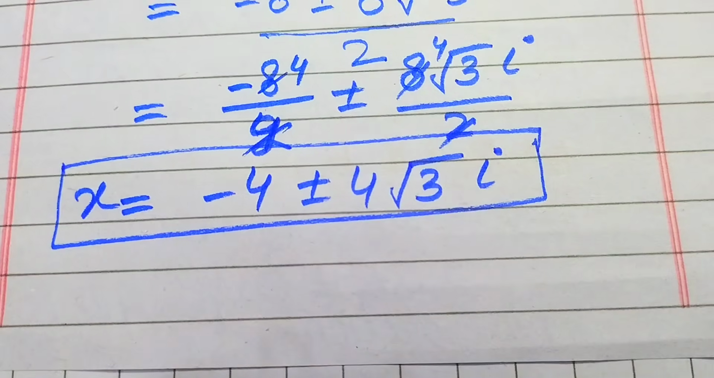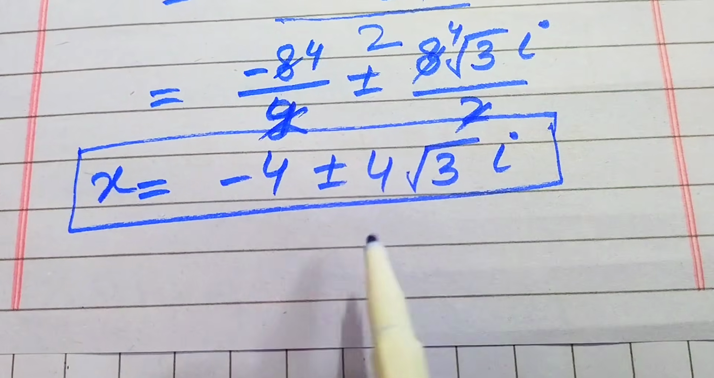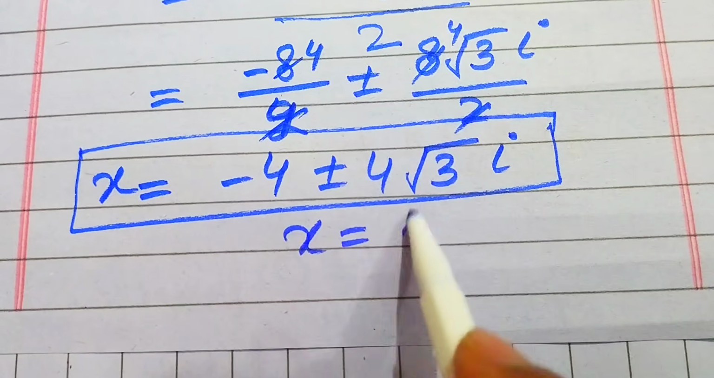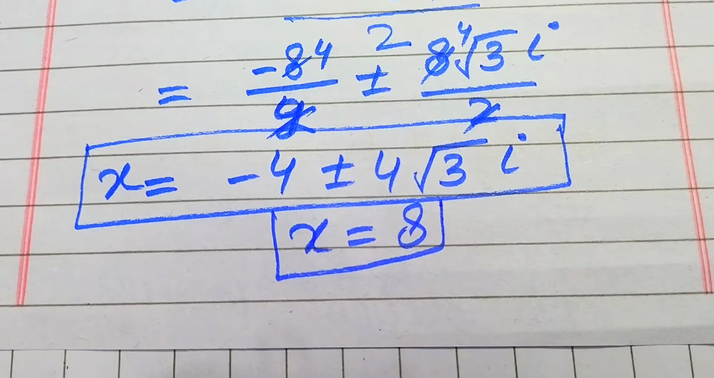And finally, there are three roots of the given equation, in which these two roots are complex roots, and x equals 8 is the one real root of the given equation.